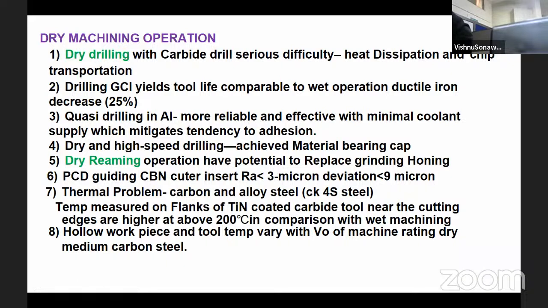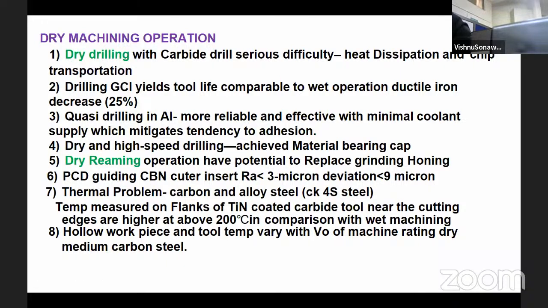Next is fuzzy drilling. Fuzzy drilling is more reliable and effective, with minimal coolant, isn't it? And there are dry reaming, dry grinding and dry honing operations. Here they use polycrystalline diamond cutting materials or cubic boron nitride material, and we can achieve a surface finish of 3 micron to 9 micron, isn't it?